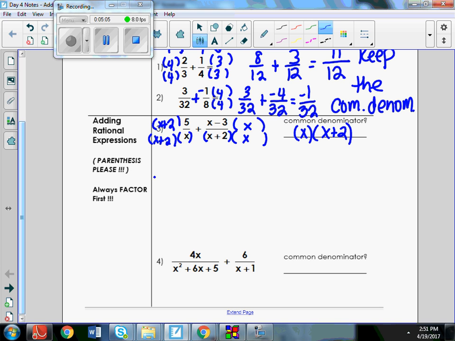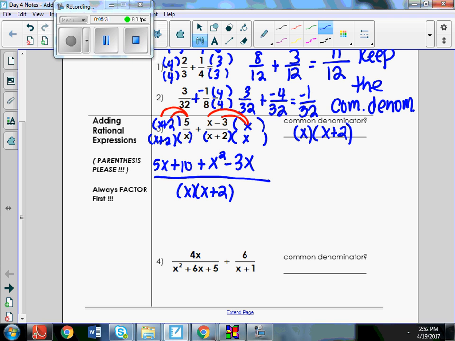And you said when you add fractions, you keep your common denominator, and then you add what's on top, the numerator. But before we can do that, we're going to distribute the 5, and here we're going to distribute the x. So we're going to have 5x plus 10 plus x squared minus 3x. That's everything that's on top. So I just multiplied. My last step is to simplify the numerator. I'm not going to change the common denominator, but I want to see, is there anything on top that I can add together?